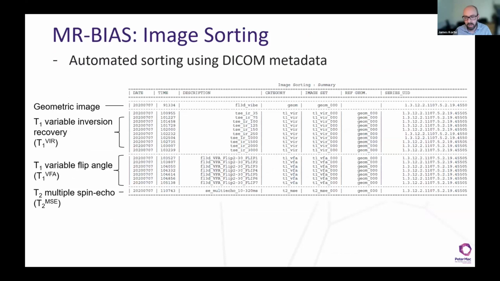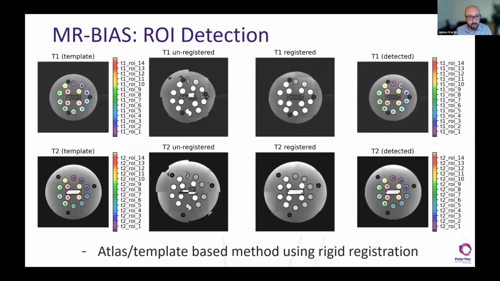So this is from the PDF report, just showing the different images which MR Bias has found in the DICOM directory. So it uses the DICOM metadata to pull out each of these different image sets. You can see it's picked up a geometric image, a couple of different variable inversion recovery data sets, some T1 variable flip angles, and also some T2 multi-spin, multi-echo data. And you can look at that and make sure that you're getting the images which you're expecting from the scan that you've run.